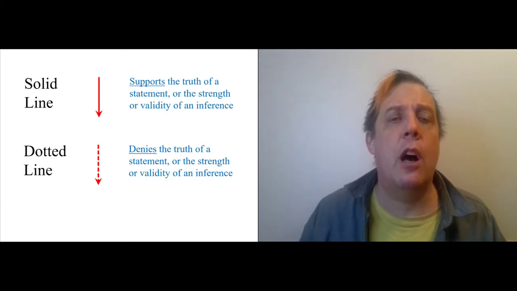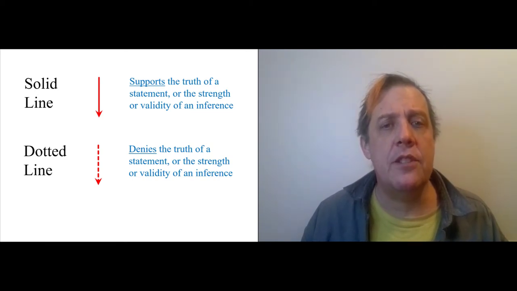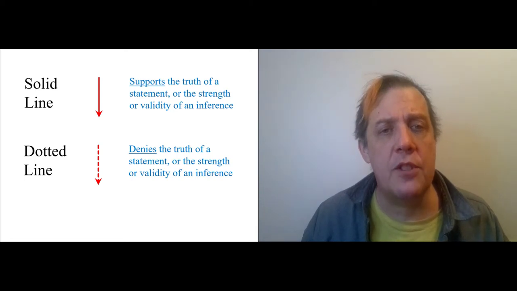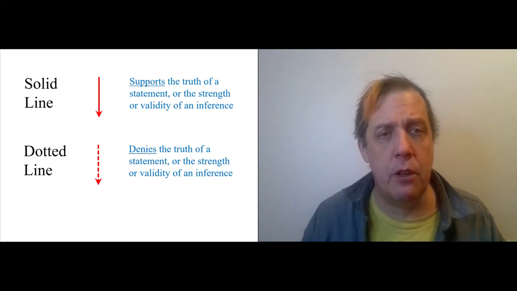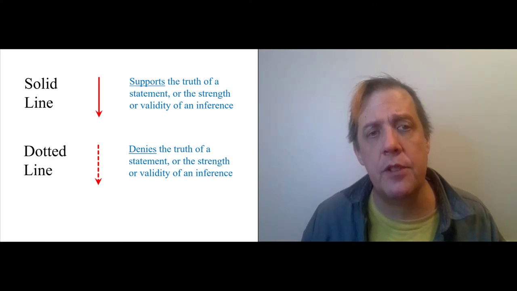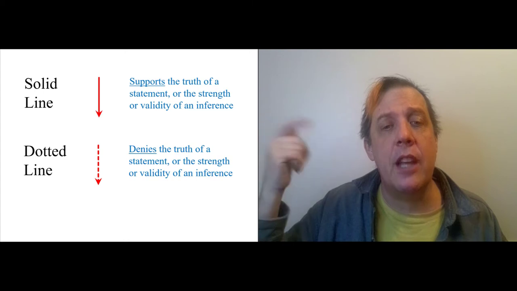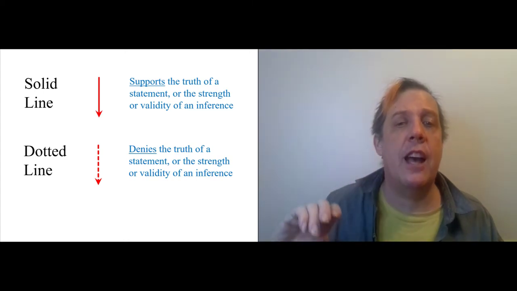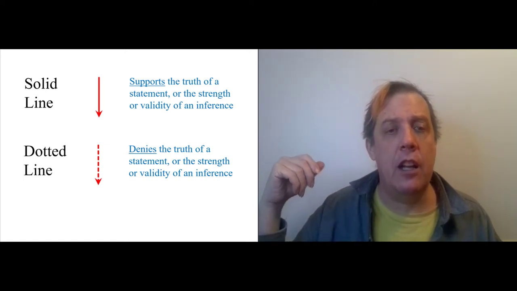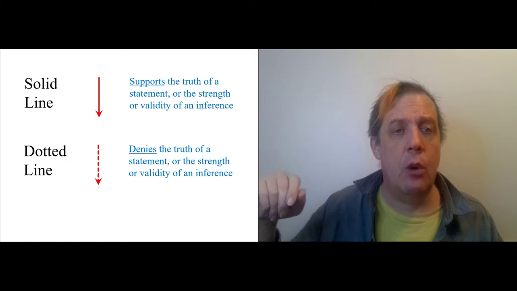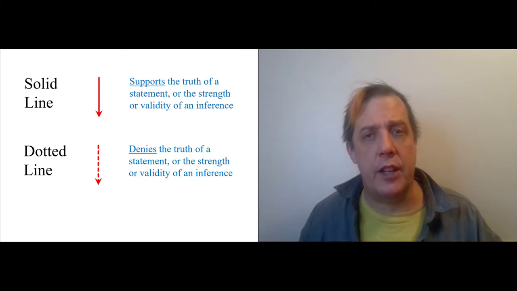So, new piece of notation here. The solid line means that one statement supports another, or supports whatever is being pointed at. That's what we've been using so far. Statement 1 supports statement 2. We'll use a solid line. If we use a dotted line or a dashed line, it's going to mean the opposite. We're going to start using that to attack the truth of a statement or the strength of an inference or that sort of thing. So now we've got two kinds of lines, one supporting, one criticizing.